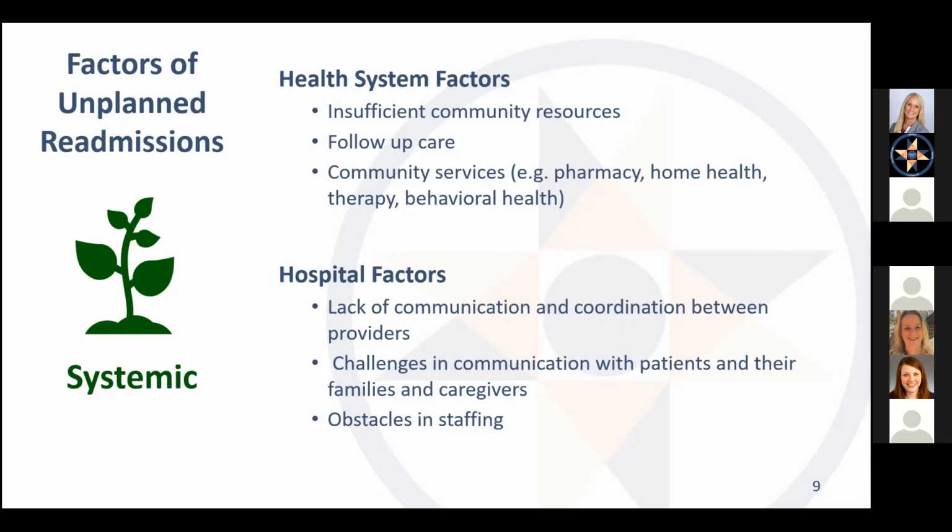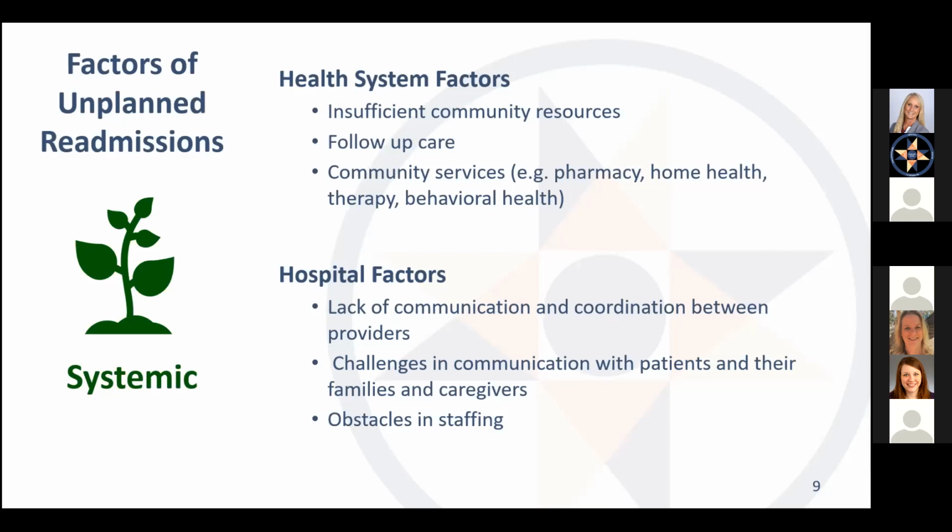Anyway, here we have our systemic factors of readmission. These include health system factors. We listed some examples of this, including insufficient community resources and follow-up care. So there may be a lack of available options for follow-up care in a community, as well as difficulty for patients in accessing that care. And then the available community services such as pharmacy, home health, physical therapy, or behavioral health services that go hand in hand and help the patient be able to manage at home after they've been released from the hospital.